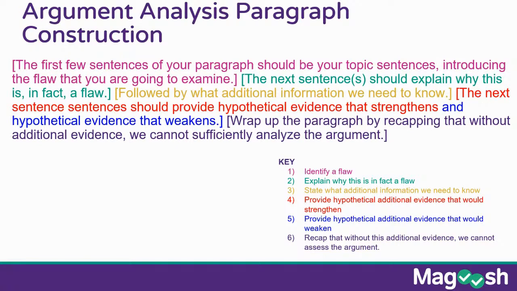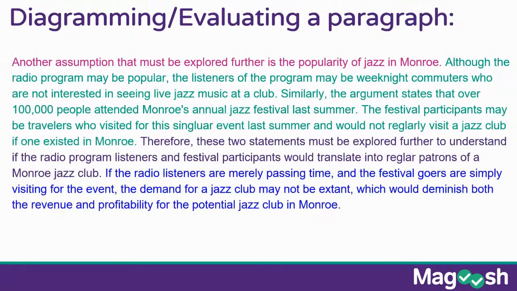Let's look at how you use this to become a better writer, to help develop your writing skills. If you were the writer of the last essay, you would take a paragraph and diagram it out, and that is part of the evaluation process. You'd look at it and go, okay, what do I have here? I have a topic sentence: Another assumption that must be explored further is the popularity of jazz and Monroe. So I've established the topic, and then I have a very long discussion of the additional evidence. Then I jump to what really would work better as a conclusion. And I also included hypothetical information that would weaken, but I don't have a couple of elements.